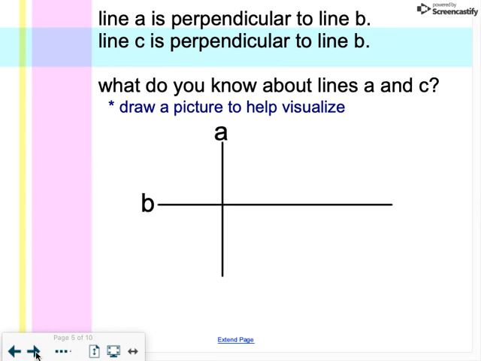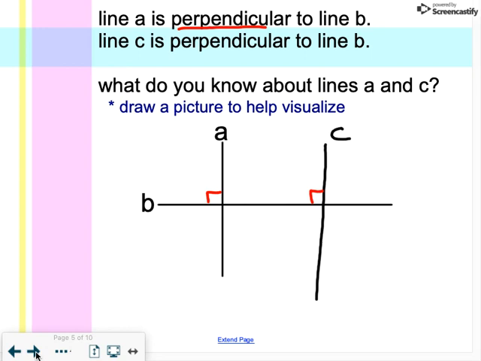Now we have this, we are told line A is perpendicular. If we don't know what this means, perpendicular means they cross at a 90-degree angle. So line A is perpendicular to line B. We are told line C is also perpendicular to line B. So we're going to draw a picture, we're going to add in line C to this picture. So we have some line C here that is also perpendicular to line B. It's asking us, what do you know about lines A and C?